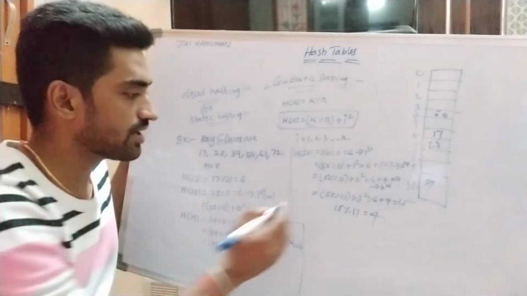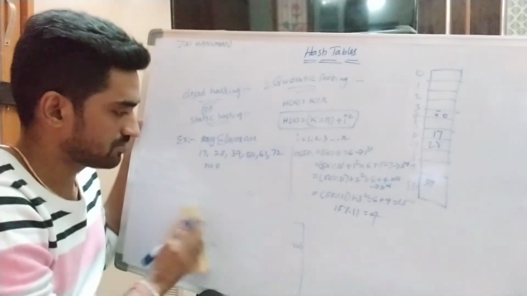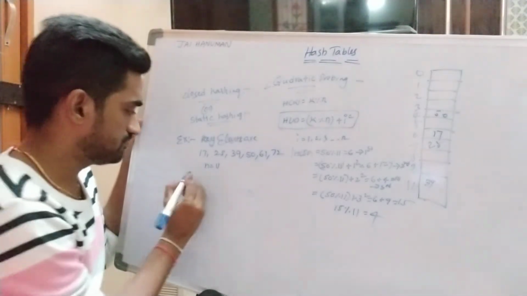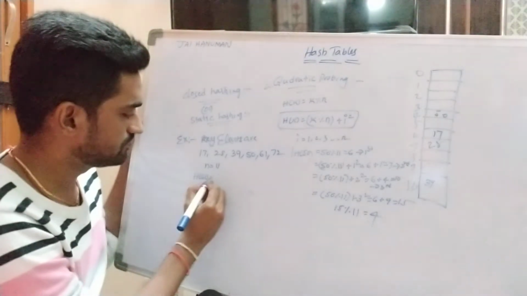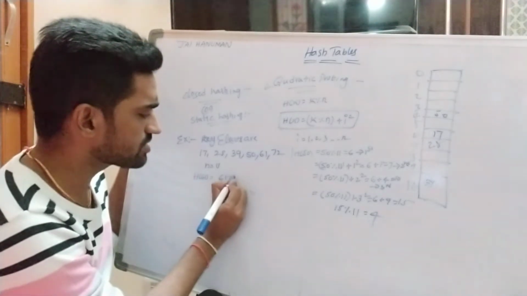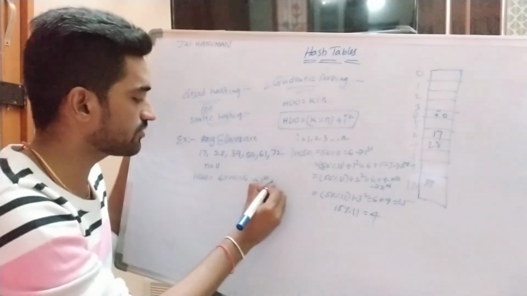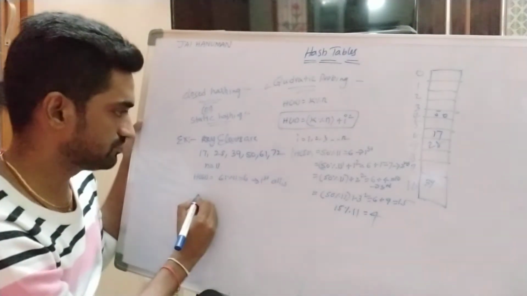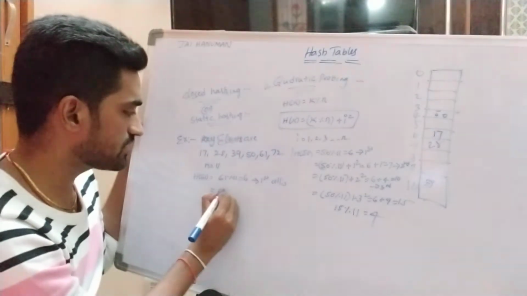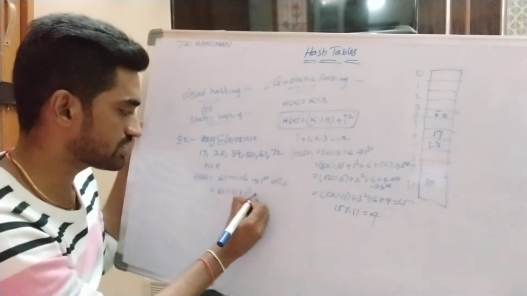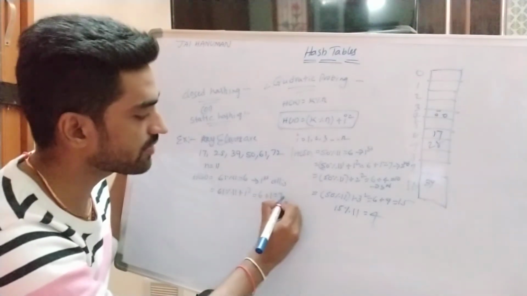What is the next inserted key value? H of 61. Right? So here, what is the formula? 61 modulo division of 11, 6. So 6 is not vacant position. First collision is occurred for this element. Then apply quadratic probing. 61 modulo division of 11, initial value 1 square. 6 plus 1 square, 1, 7. So 7 is not vacant position.